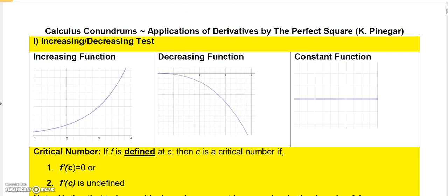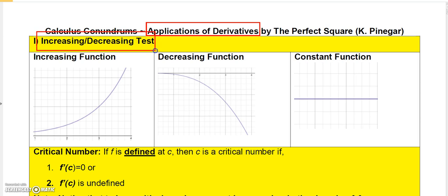This section we're going to talk about applications of derivatives. So if you haven't seen my Conundrums over derivatives, you might want to watch those first. One of the first things that we talk about once we learn how to differentiate functions is how to determine if a function is increasing or decreasing.